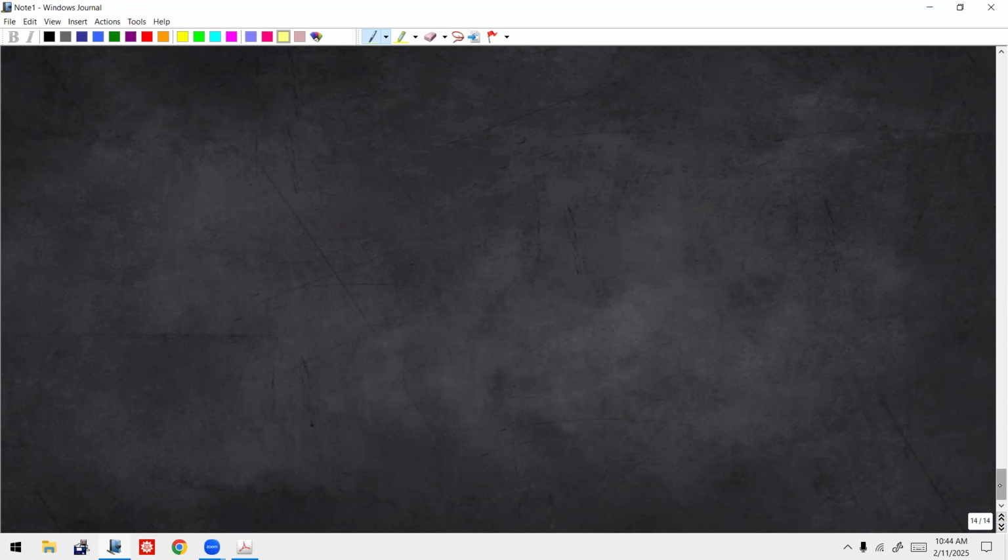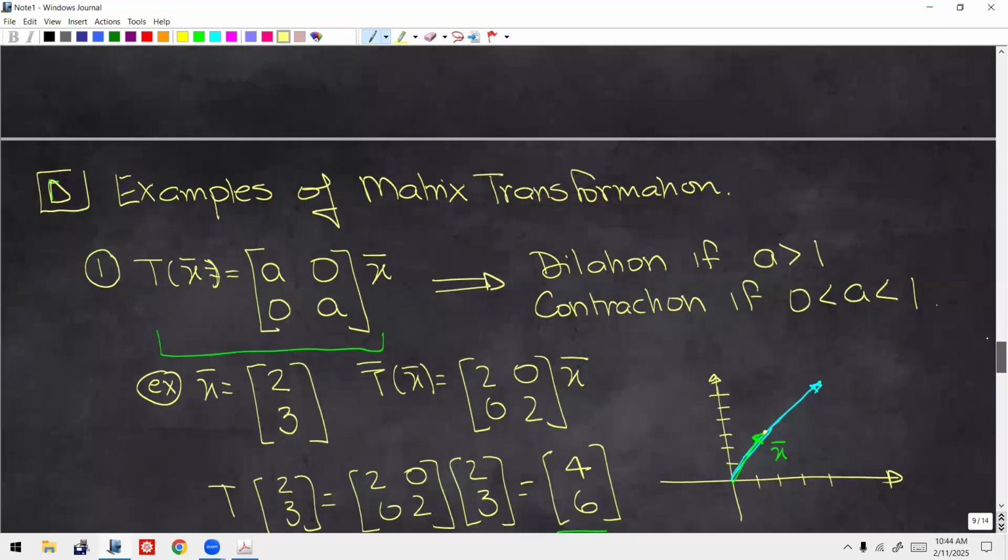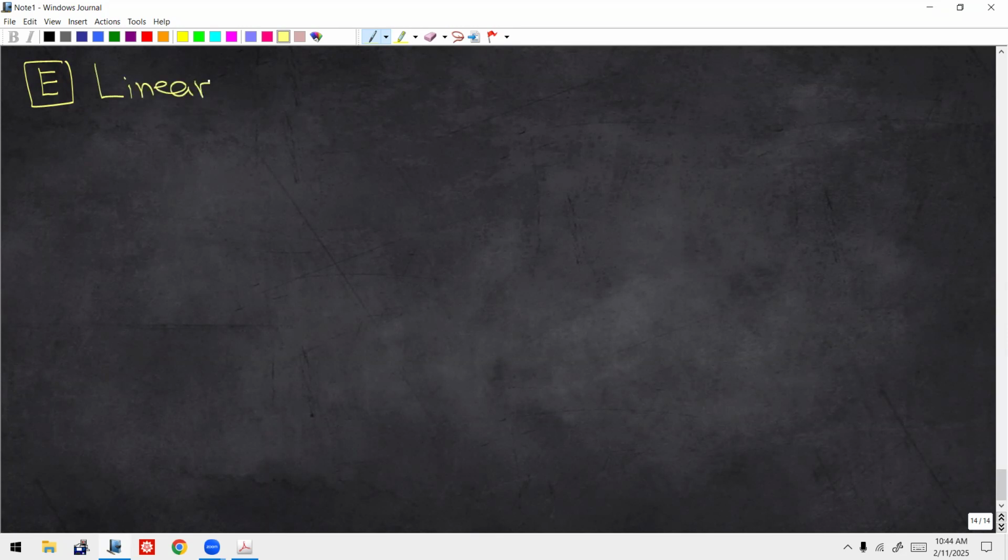Okay. All right. There are two more things I need to do in this section. This was D, E. So far we've been talking about transformations and matrix transformations, but the title of this section was linear transformations. We haven't really focused on that, so let's do that. Linear transformation. Going forward, I'll just call it LT because we're going to write it so many times and we don't want to keep writing it again and again.